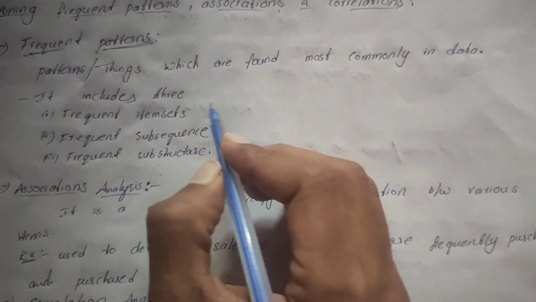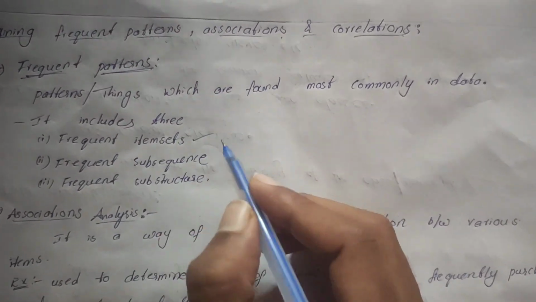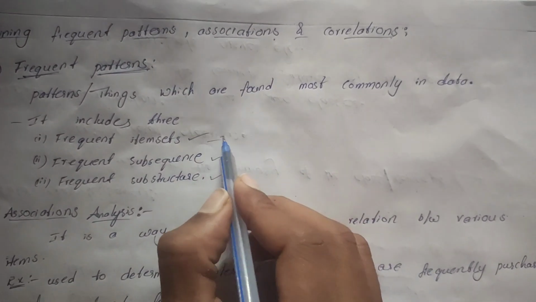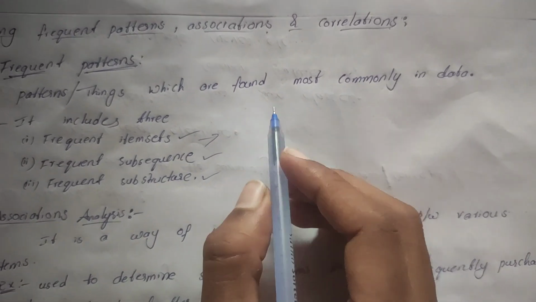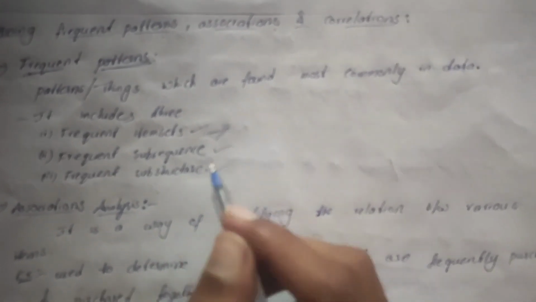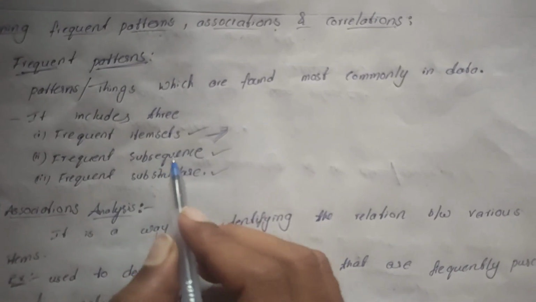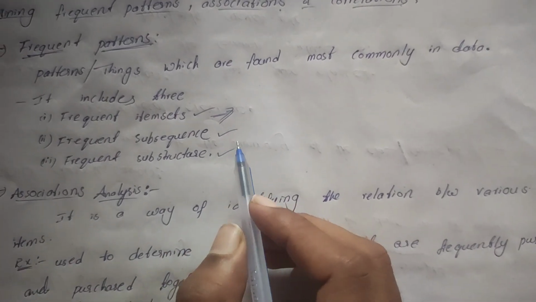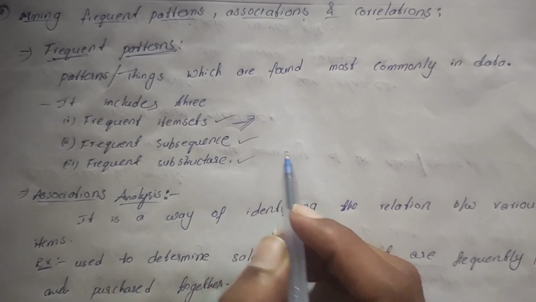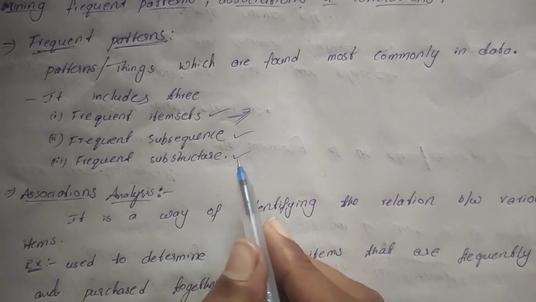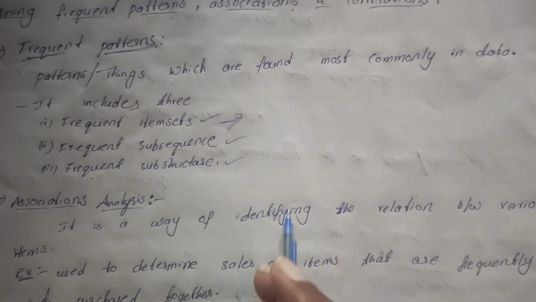It includes three: frequent item sets, frequent subsequences, and frequent substructures. The data items that occur more frequently are called frequent item sets, subsequences that occur more frequently are called frequent subsequences, and substructures that occur most frequently are called frequent substructures. Or we can call them data structures also.